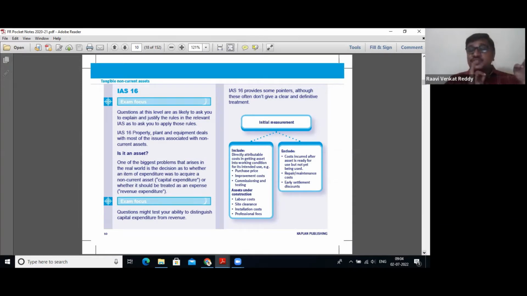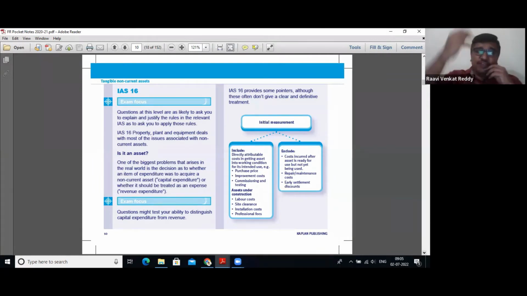The questions at this level are likely to ask you to explain and justify the rules in the relevant IAS as well as to apply those rules. It means that, as I mentioned in my session, you need to have the conceptual understanding and you should also have the skill to link this conceptual understanding to the scenario, right?